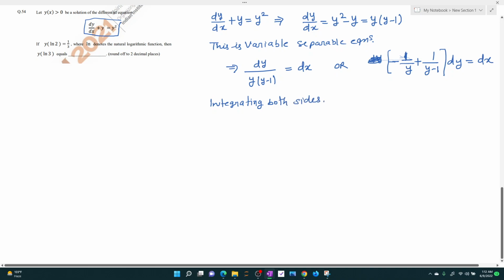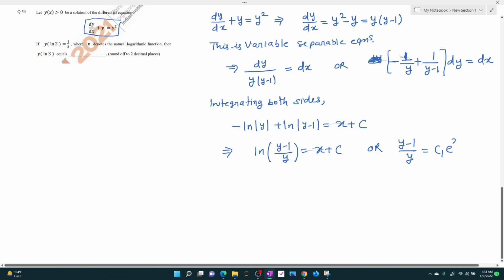So integrating both sides, we have minus of ln y plus ln (y minus 1) is nothing but x plus a constant c. So this can be written as logarithm of (y minus 1) upon y is nothing but x plus c. And this can be further rewritten as (y minus 1) upon y equals c1 times exponential of x, right? Where c1 is nothing but e power c. Again, a constant. So I can write it in this format, right?